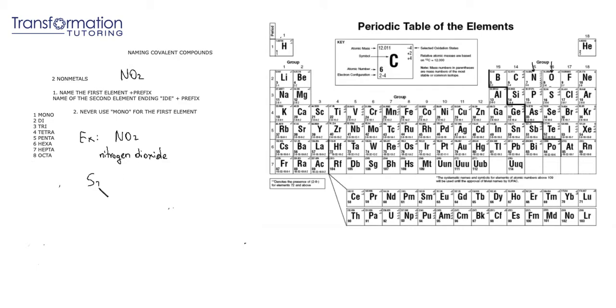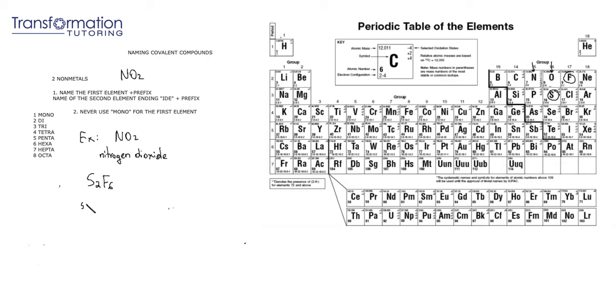Let's say I have S2F6. Again, we start by identifying whether this compound is covalent or not. Well, S is sulfur and is found here, and F is found here. They're both to the right of the staircase. They're both nonmetals, therefore it is a covalent compound. Let's go ahead and name it now.